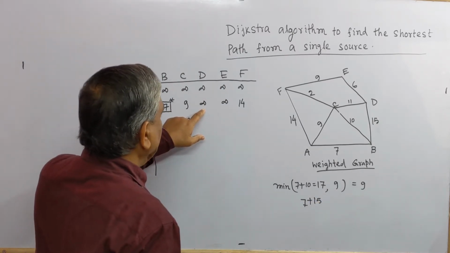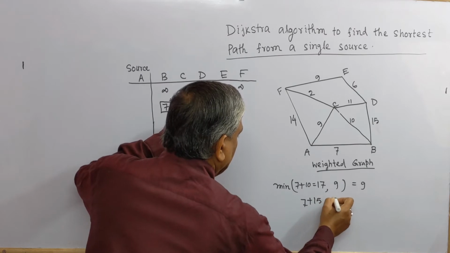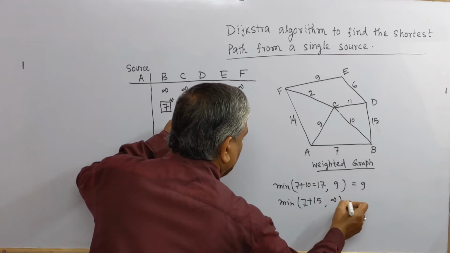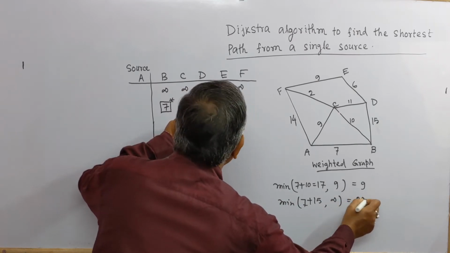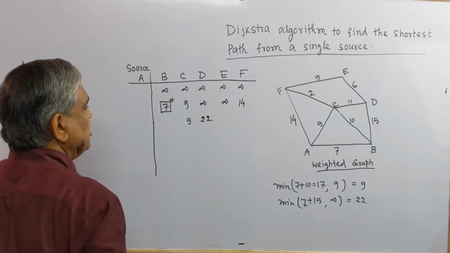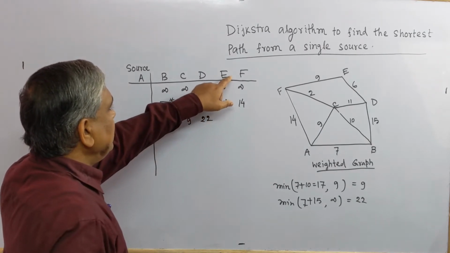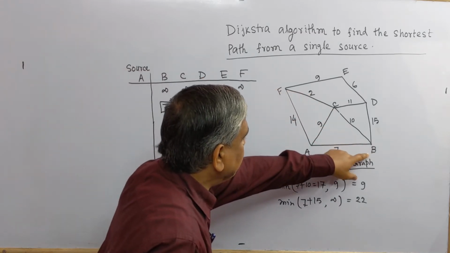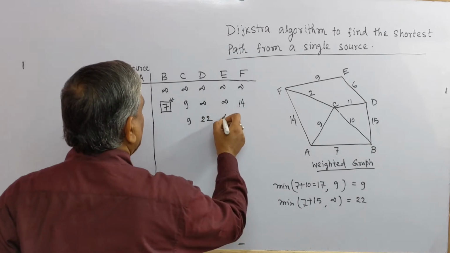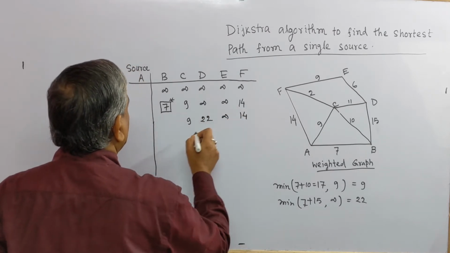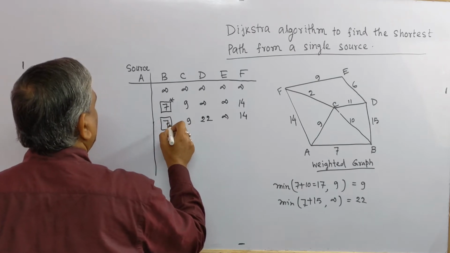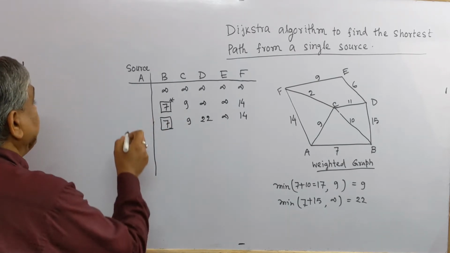And here infinity. We take the minimum of these, which is 22. So here we write 22. Since vertices E and F are not adjacent to B, we write the same numbers, infinity and 14. Here we write 7.